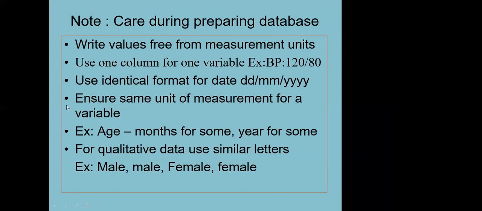If you are entering qualitative variables, suppose you are entering male and female, make sure that the format is uniform. All should start with a capital M for male, and a capital F for female. For some we write a capital M, for some a small m, for female a capital F, for some a small f. When you generate the frequency table, you will get frequencies for all four. So this will generate a problem.